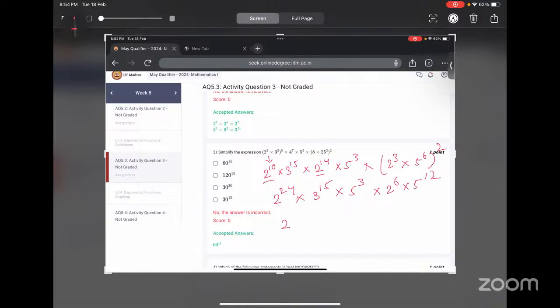Okay. So 2 power 24 plus 6, that means 2 power 30, right? 3 power 15, 5 power 15. Now we can bring this 30 as 4 by 15, so 4 by 15, 3 to the power of 15, 5 to the power of 15. Now we can take it as 4 into 3, 12, 5 are 60, right? Got it, ma'am. So this is the answer. Is it fine? Yes, got it, madam. Thank you.